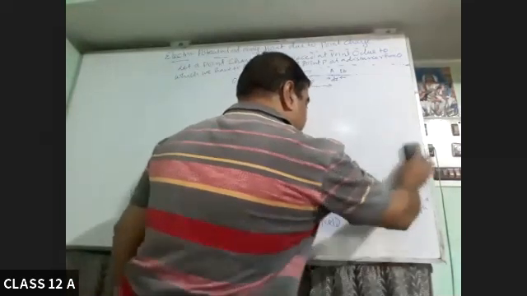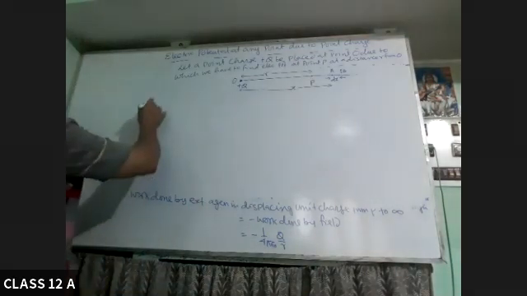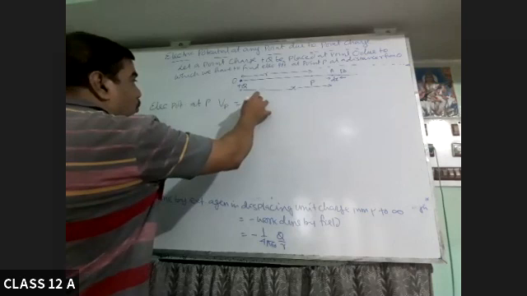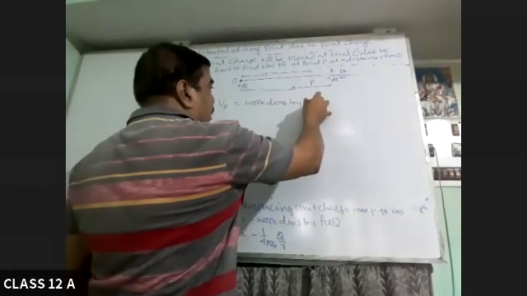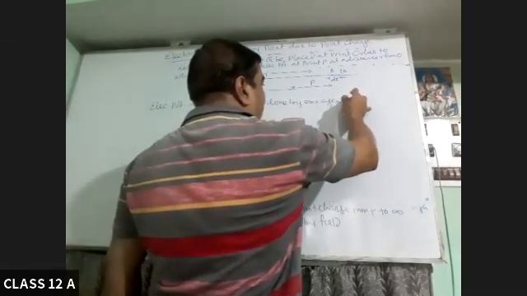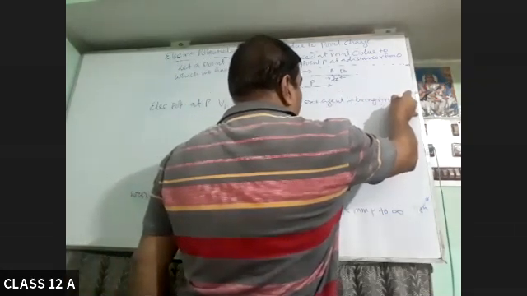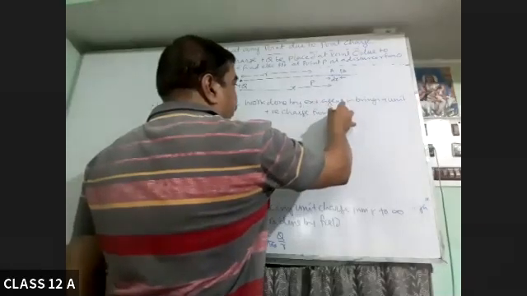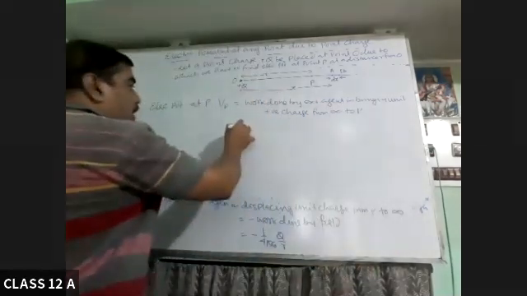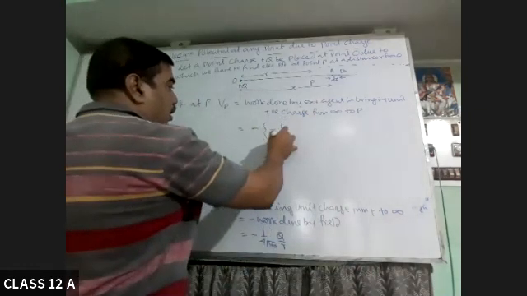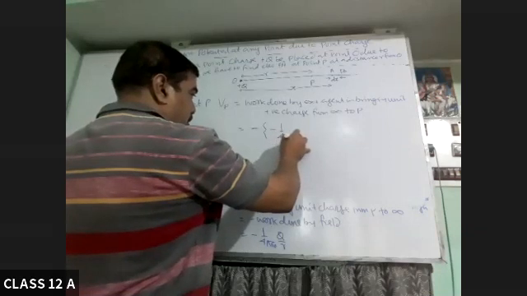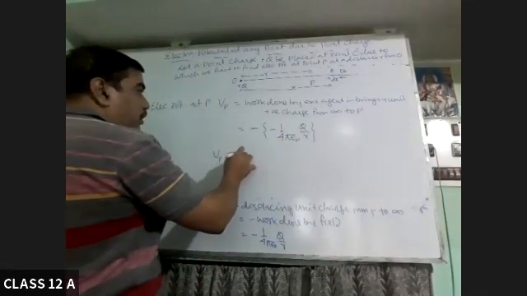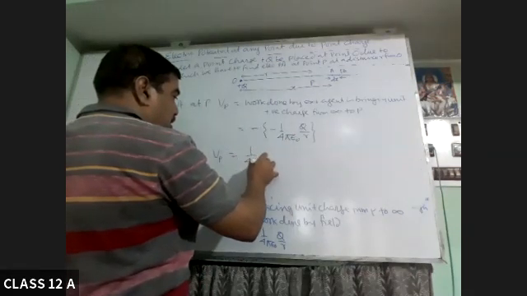So according to definition, electric potential at P is work done by external agent in bringing unit positive charge from infinity to P. We have got P to infinity, so again, it will be minus of this work done. So this electric potential will be 1/4πε₀ Q over R.